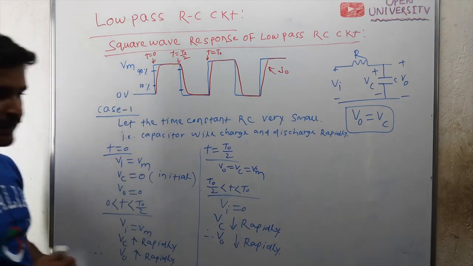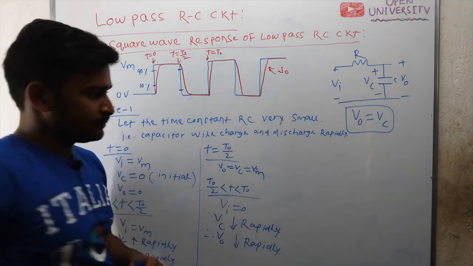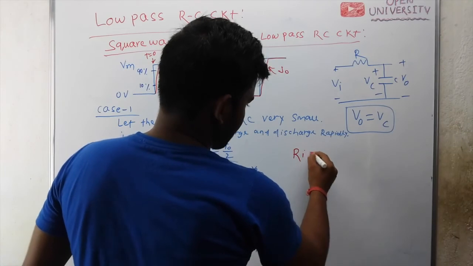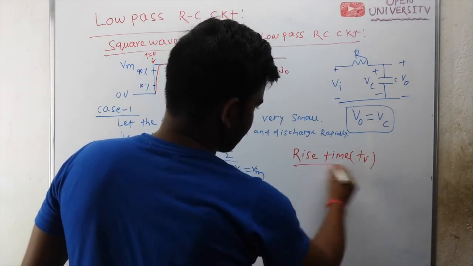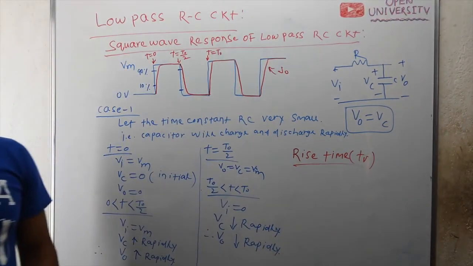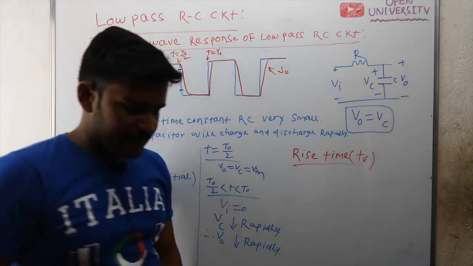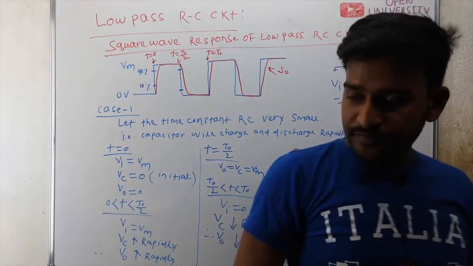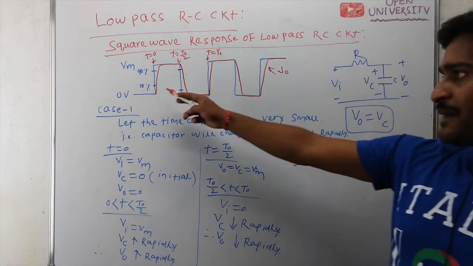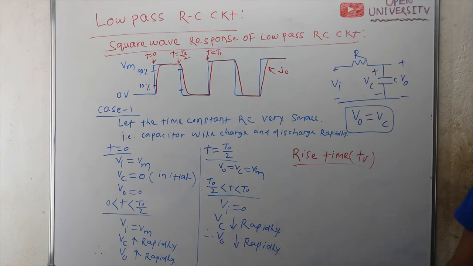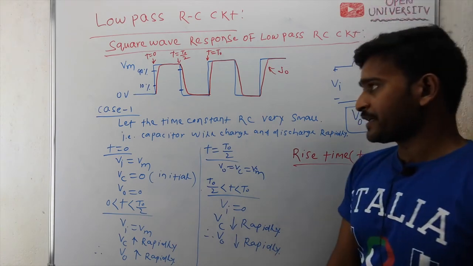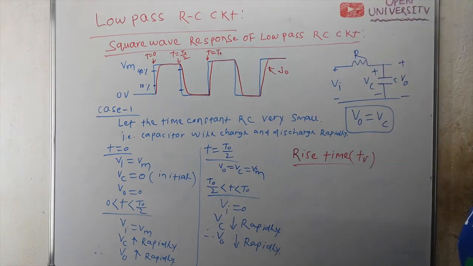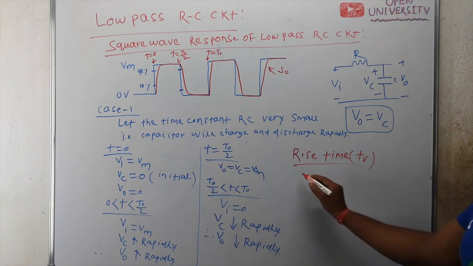Then give the heading rise time. Denote it with TR. Rise time. It is the time taken by the output waveform to increase from 10% to 90%.